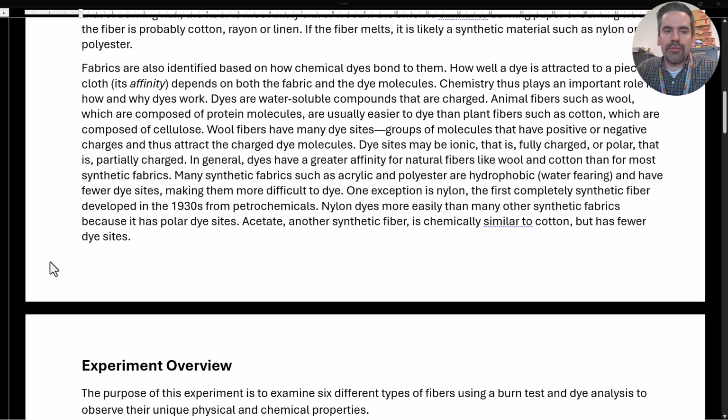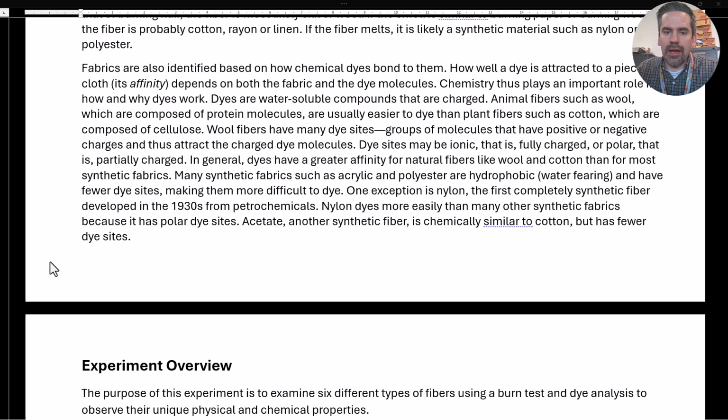Fabrics are also identified based on how chemical dyes bond to them. How well a dye is attracted to a piece of cloth, its affinity, depends on both the fabric and the dye molecules. Chemistry thus plays an important role in how and why dyes work. Dyes are water-soluble compounds that are charged. Animal fibers, such as wool, which are composed of protein molecules, are usually easier to dye than plant fibers, such as cotton, which are composed of cellulose.